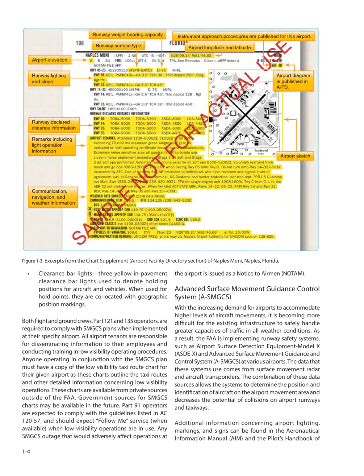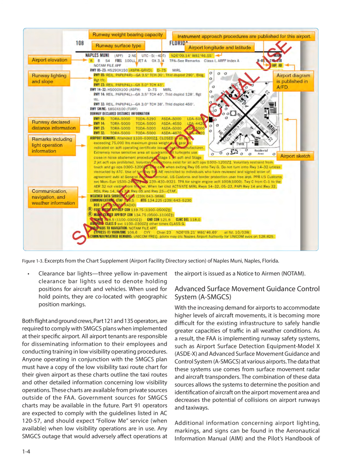Advanced Surface Movement Guidance and Control System, ASMGCS. With the increasing demand for airports to accommodate higher levels of aircraft movements, it is becoming more difficult for the existing infrastructure to safely handle greater capacities of traffic in all weather conditions. As a result, the FAA is implementing runway safety systems, such as Airport Surface Detection Equipment Model X, ASDE-X, and Advanced Surface Movement Guidance and Control System, ASMGCS, at various airports. The data that these systems use comes from surface movement radar and aircraft transponders.